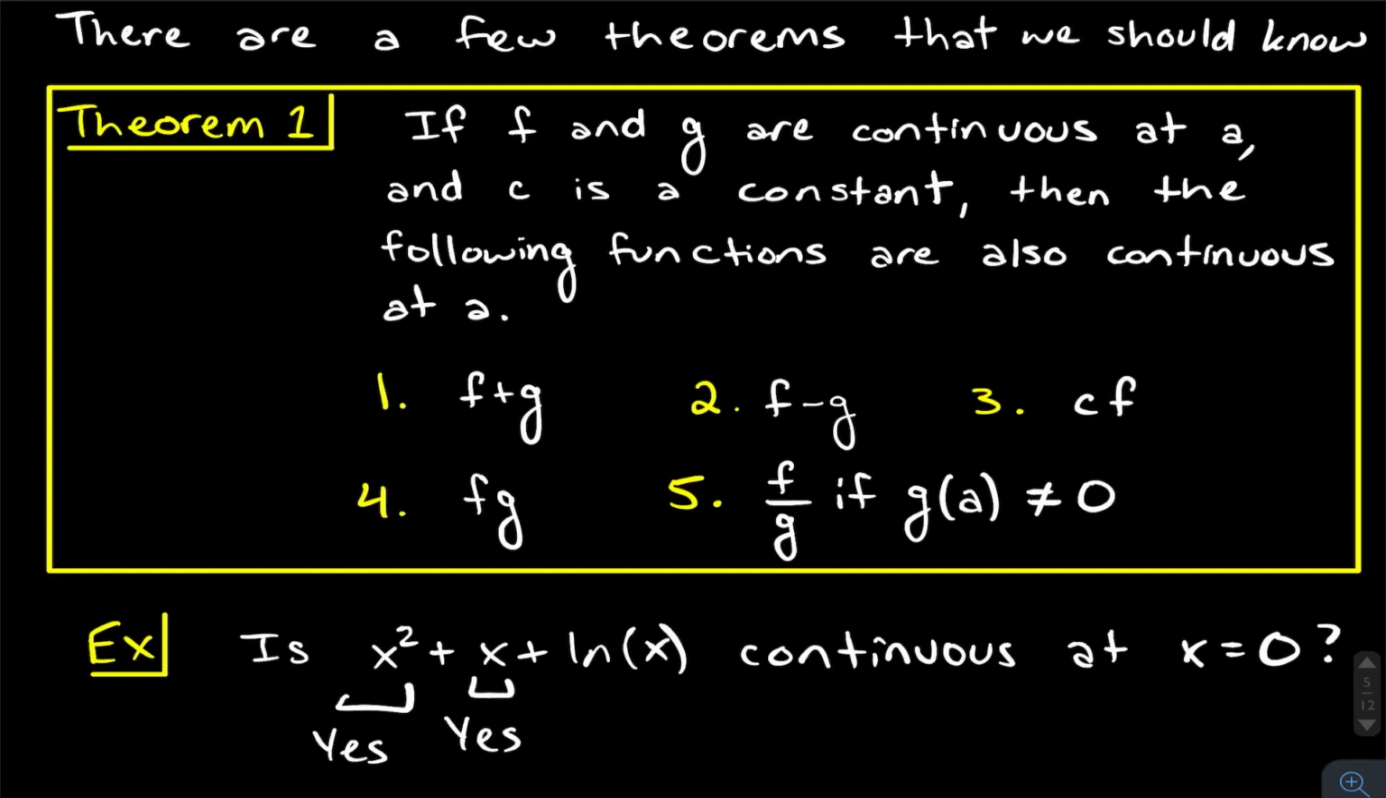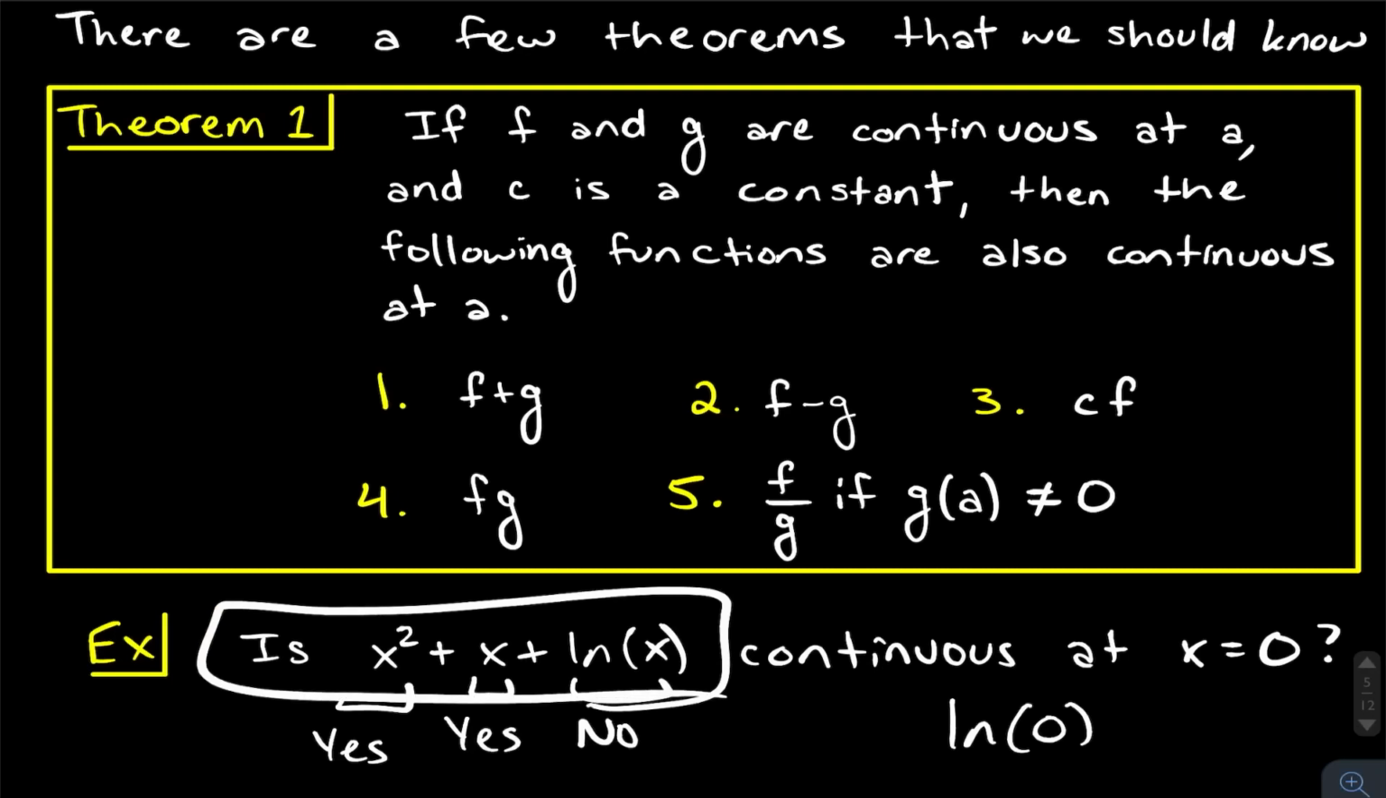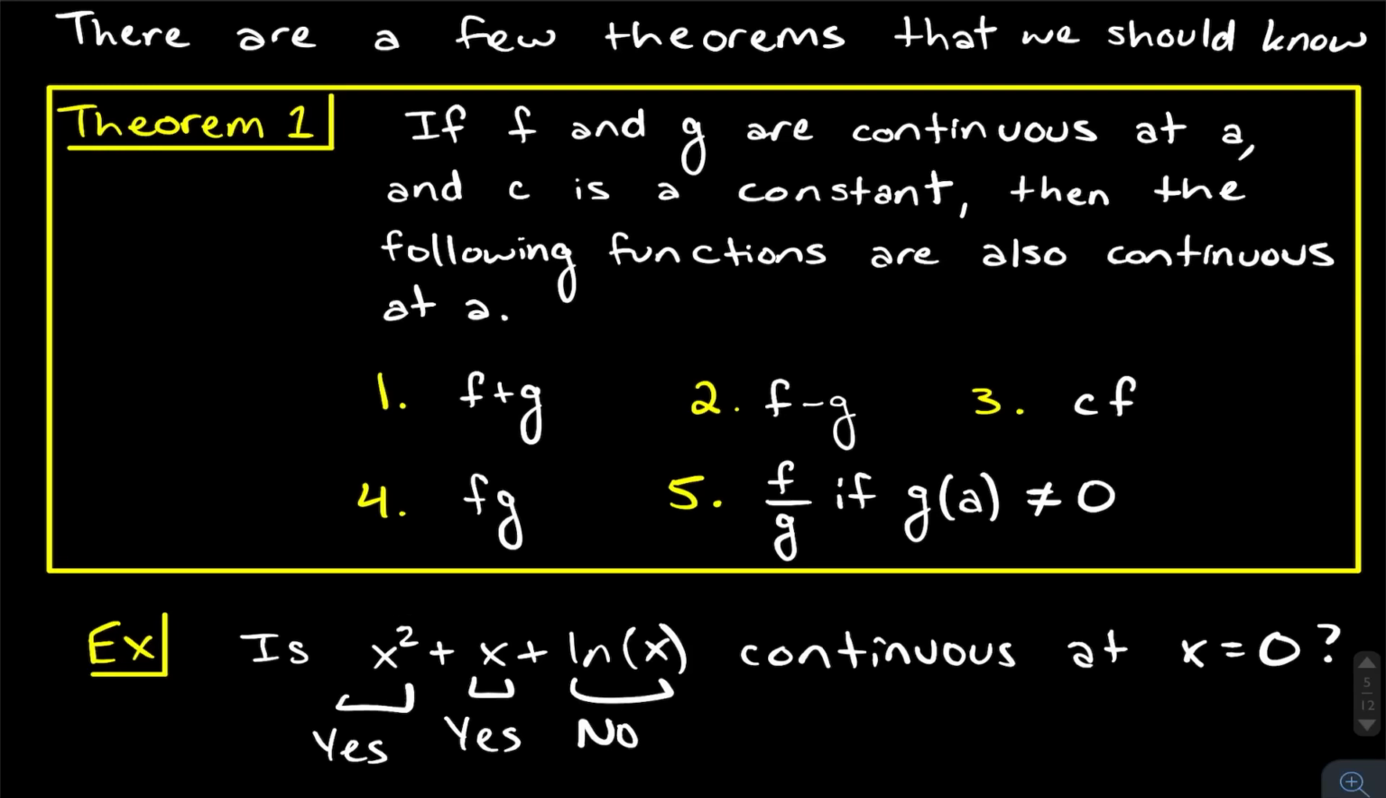Okay, but natural log of x. Plug in x equals 0, and you get natural log of 0. That's not going to be a valid point. Natural log of 0 doesn't exist. And so that's going to be a no. And so since that is not defined at x equals 0, that means that the entire function is not going to be continuous at x equals 0, because there's no point there to begin with. And so the answer is going to be no.